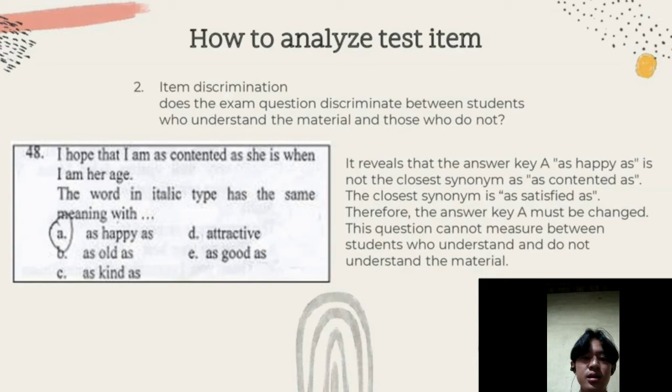This reveals that the answer key A, as happy as, is not a close synonym of the word as concerned as. The closest synonym is as satisfied as. Therefore, the answer key A must be changed. This question cannot discriminate between students who understand and do not understand the material.